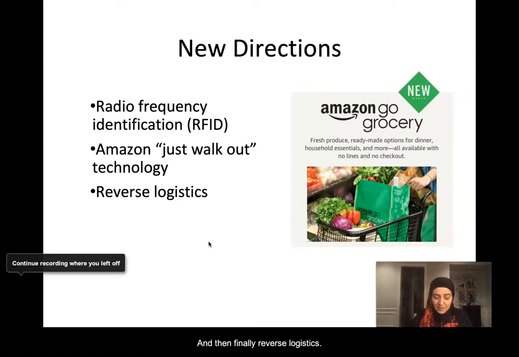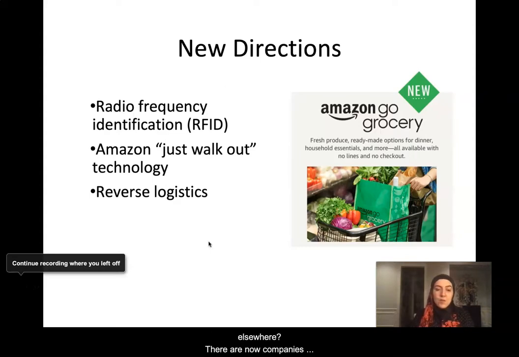And then finally, reverse logistics. This is a whole new area that I'm excited about. These are all of the logistics related to what we do with a product after it's reached its final destination, after the consumer has gotten it and used it and now wants to get rid of it. What do we do? What are the distribution channels used for recycling or for reusing a product or for taking it to be resold elsewhere?